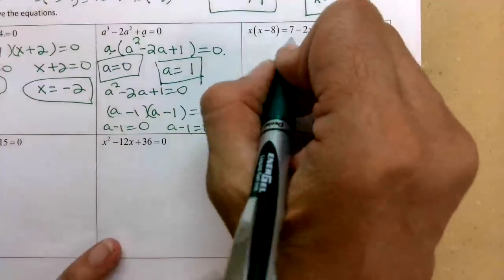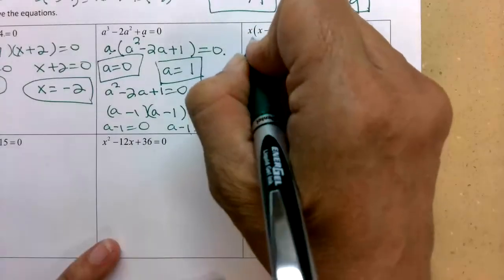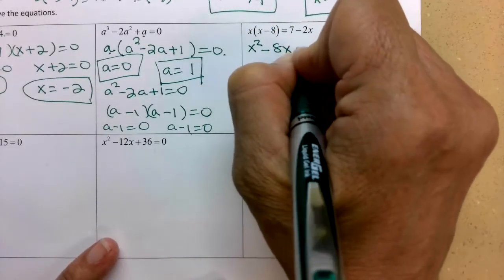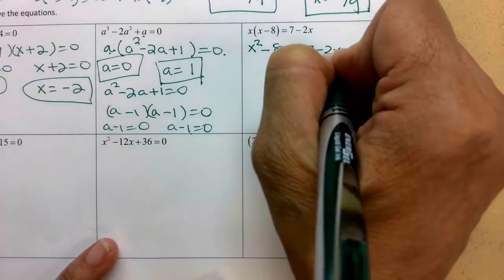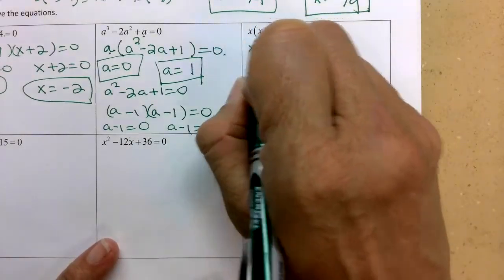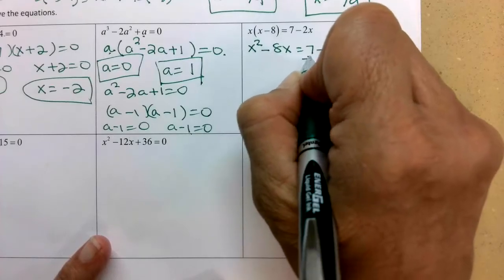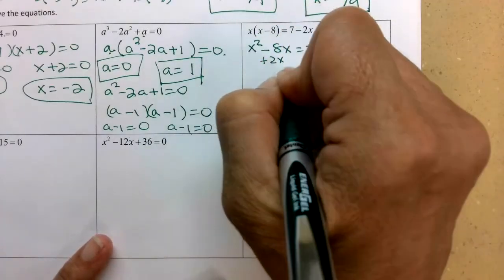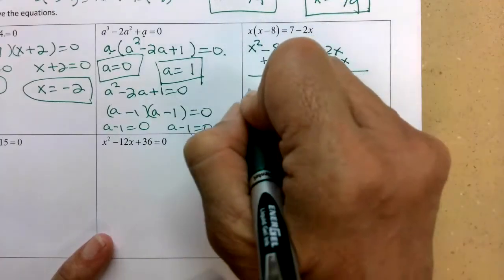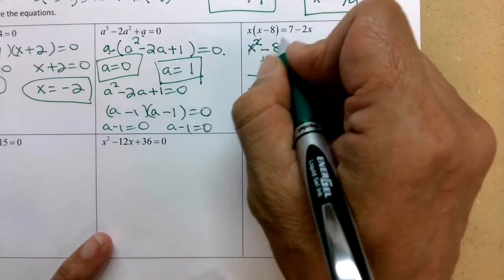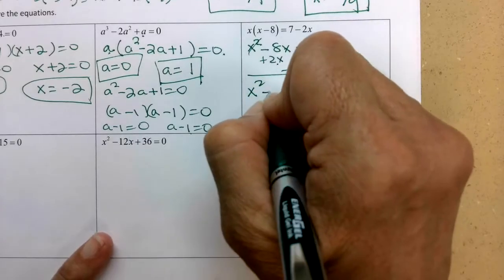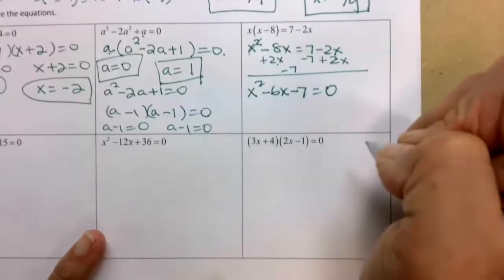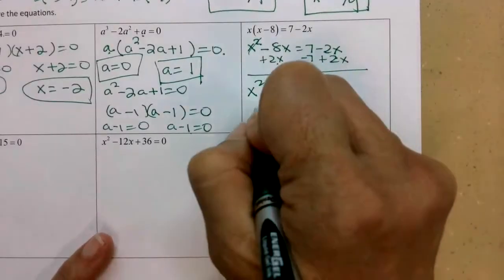Okay, here we go. Oh gosh, I got a bunch of stuff there. So I'm going to start by just getting rid of your parentheses. And now it's squared, so I need a 0. So I'm going to subtract 7 from both sides and add 2x to both sides. What does that all leave me? I have an x squared. I have negative 8x plus 2x, so that's minus 6x. And then minus 7. I've gotten rid of everything on the right, so that equals 0.